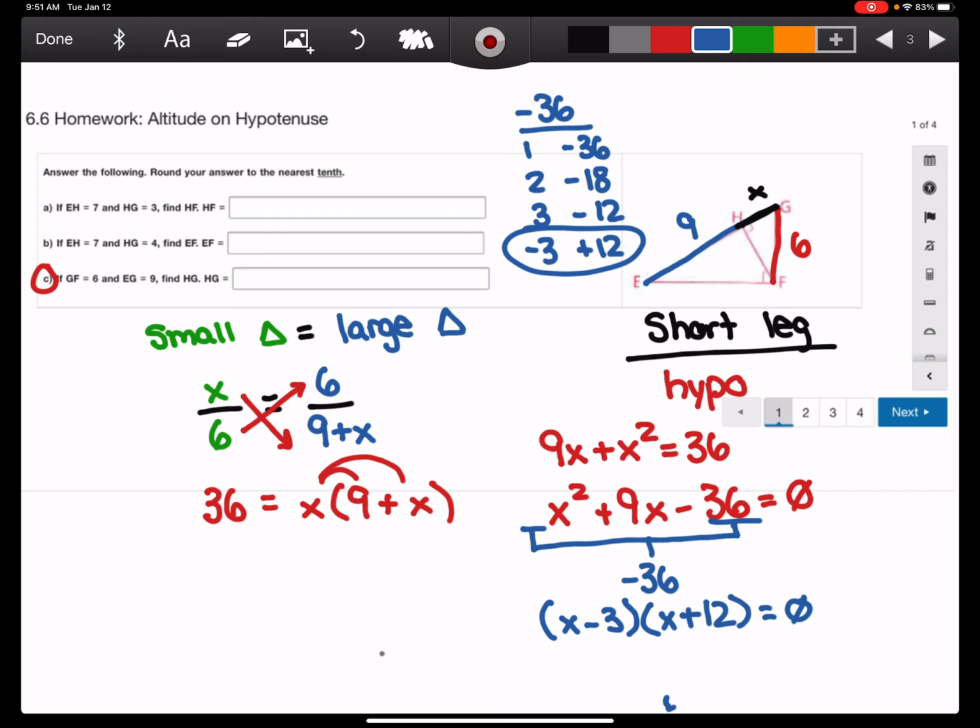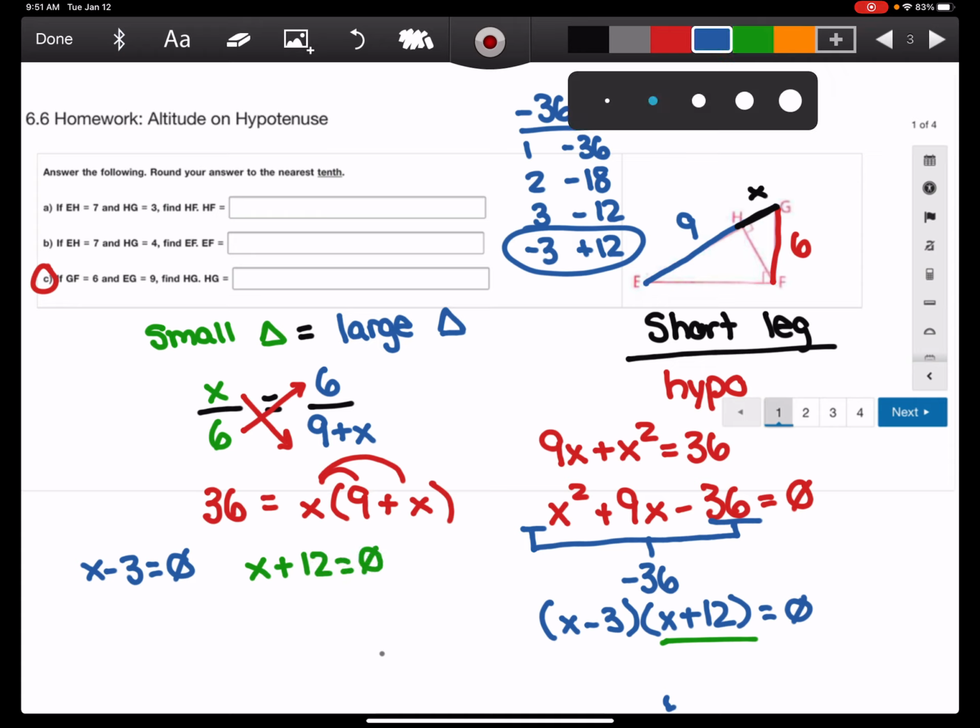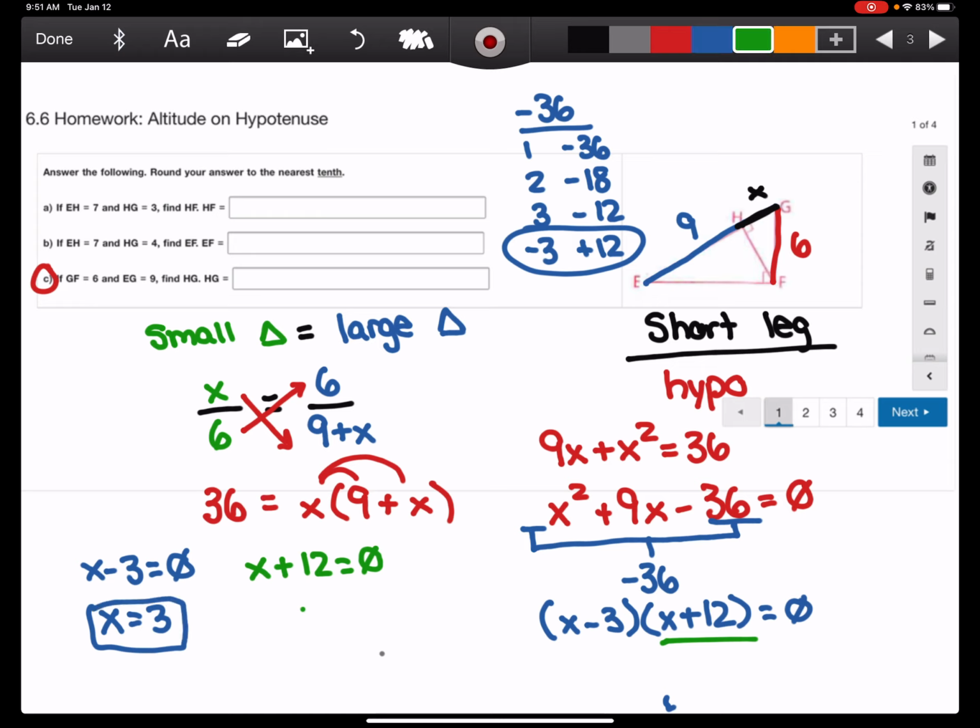From here, we can go ahead and solve for each of these equations. So we have x minus 3 equals 0, and our other equation is x plus 12 equals 0. If we solve for each of these, we get x is equal to positive 3, and we also get x is equal to negative 12.